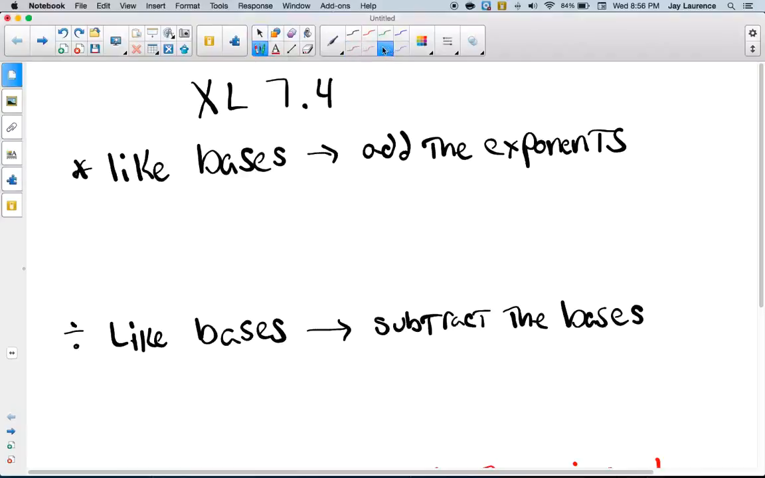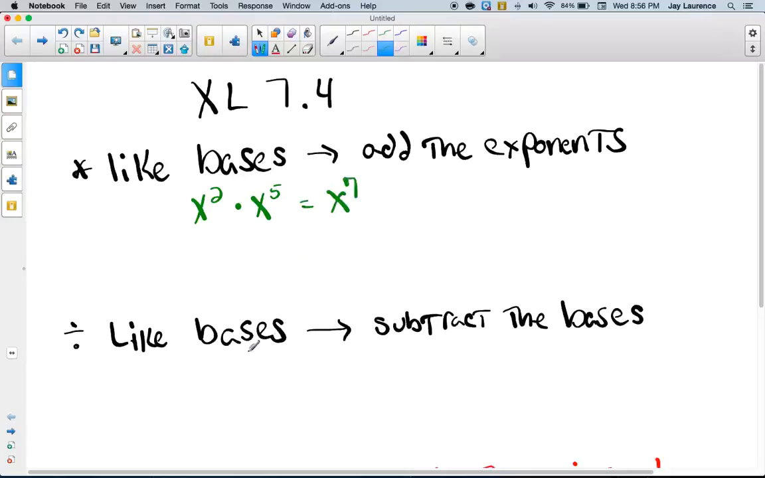Now, I want to point out that, remember, we've learned that when you multiply like bases, you add the exponents. For example, if you have x squared times x to the fifth, that's the same as x to the 7th power, right? 2 plus 5 is 7.